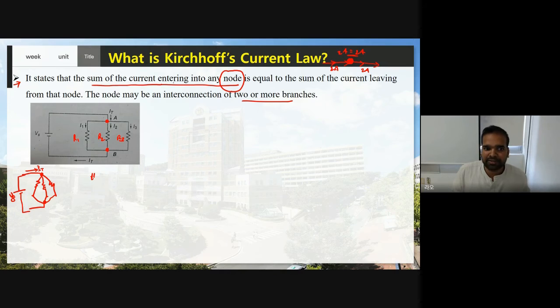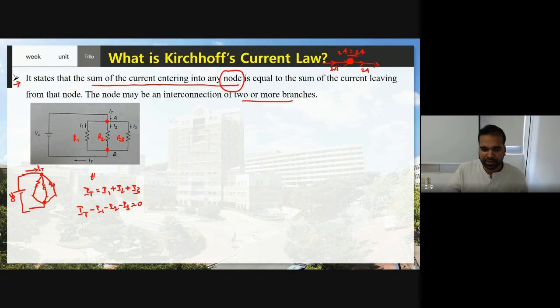As per the statement, what do I need to write? Current entering into any node. That means the current entering into this node A, IT, is equal to the current leaving from that node. And from this node, how much current is leaving? Suppose I1 is flowing to R1 plus I2 is flowing to R2 plus I3 is flowing to R3. This is all about Kirchhoff current law. Current entering into any node is equal to the sum of the current leaving from that node. So this one I can also write as IT minus I1 minus I2 minus I3 equal to 0.